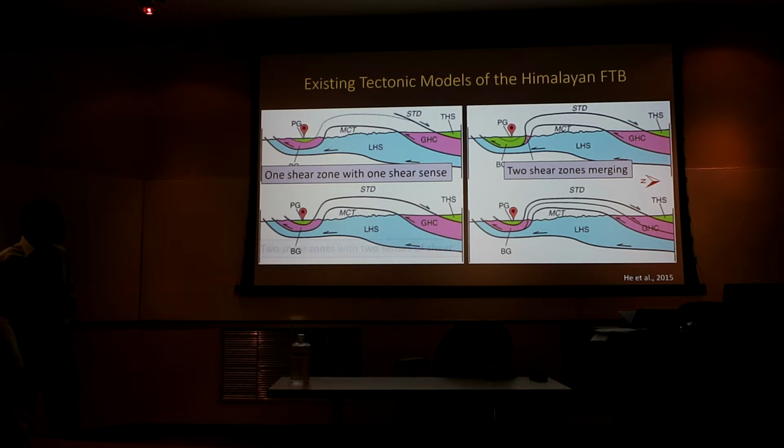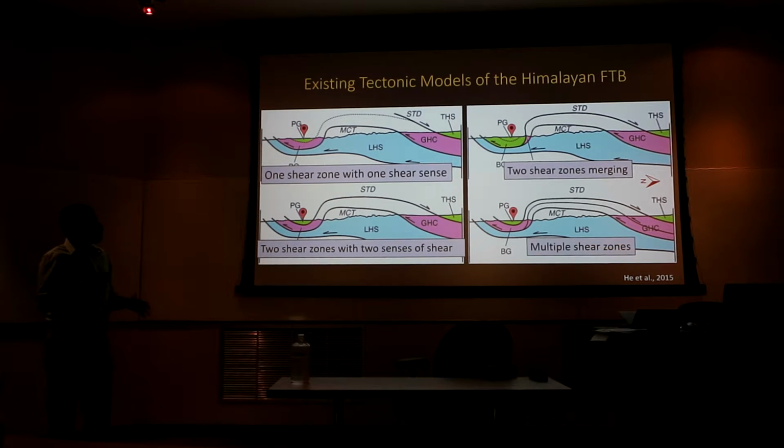And then the third model says that the STDS came all the way to the leading edge. It never merged with the MCT. So we'll have two spaced out shear zones with two different senses of shear. And then the Klippe will have both Tethyan Himalayan rocks and greater Himalayan rocks. The fourth one is kind of similar to the third one if you come to the leading edge, with the difference that you have another additional shear zone over here.